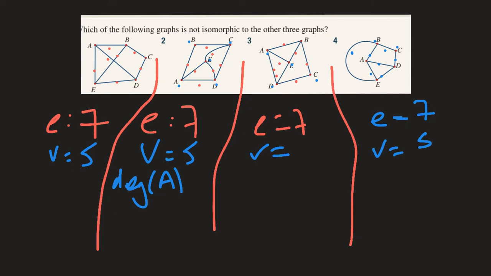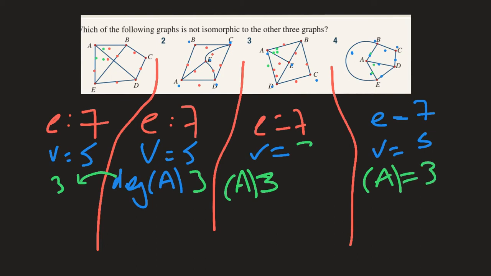So our degrees for A, I'll go all the way across, and I'll use green for our degrees just to make it a little bit easier to see. This one, A has 1, 2, 3 degrees. So for A, it is 3. And this one, it's 1, 2, 3. And for this one, it's 1, 2, 3. So degrees equals 3 for A. A for this one is 1, 2, 3. So there we go. Our degrees for the first one are all the same. So we're good so far.